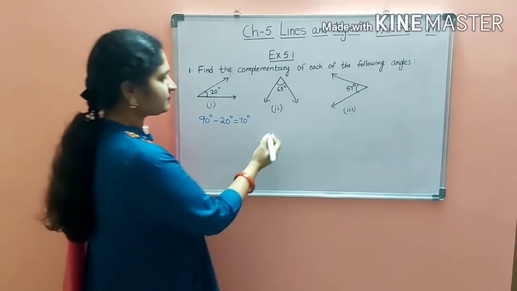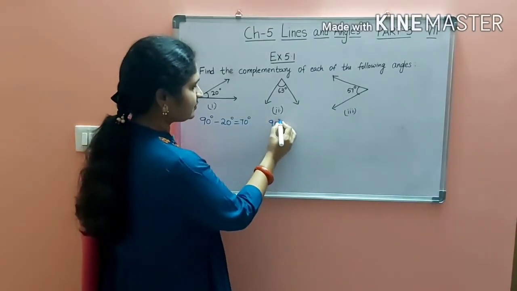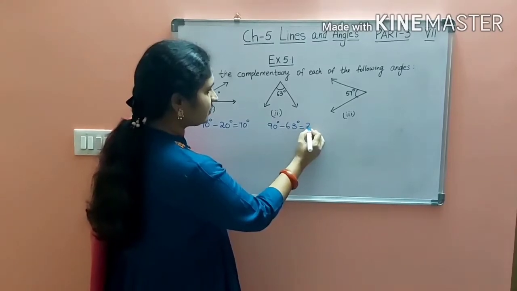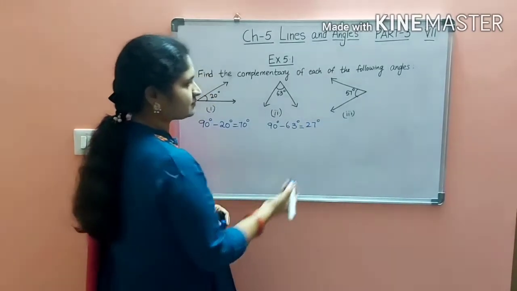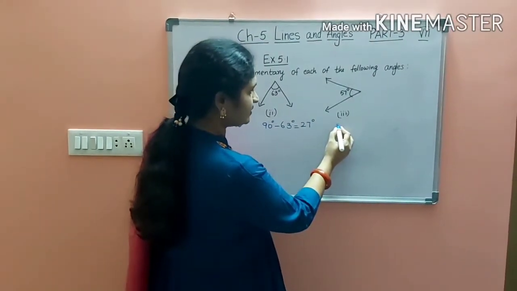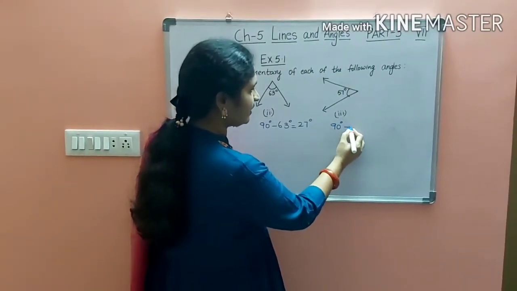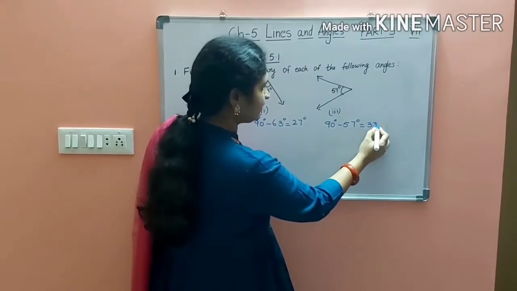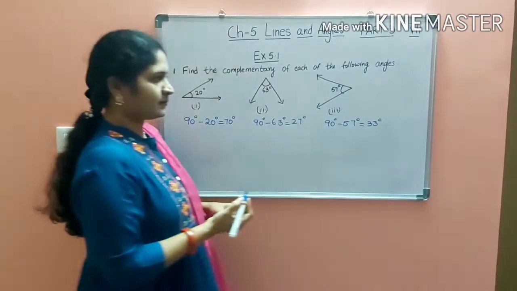Coming to second bit, 90 degrees minus 63 degrees, which is equal to 27 degrees. Coming to third one, complementary of 57 degrees is 90 degrees minus 57 degrees, which is equal to 33 degrees.